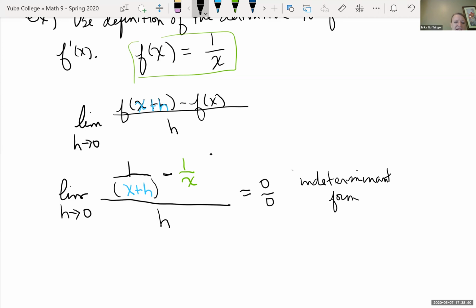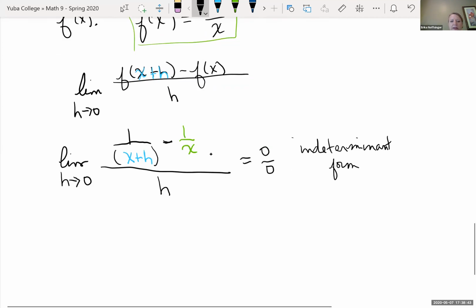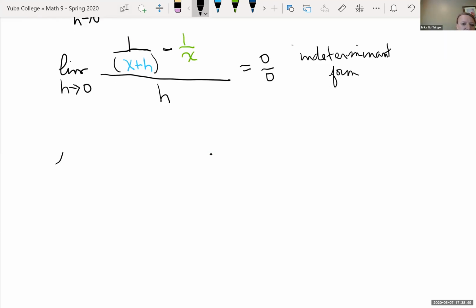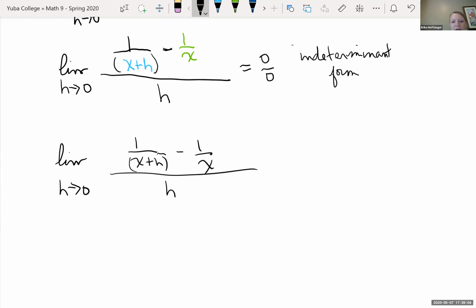And so that's where we had to manipulate what we were taking the limit of. So with complex fractions, trying to get rid of the complex fraction is usually the way to go. So I'm going to clear my complex fraction by multiplying both the numerator and denominator by the LCD of the fractions within the fraction. And my LCD, well, it's what we have over here. We have x plus h all times x.